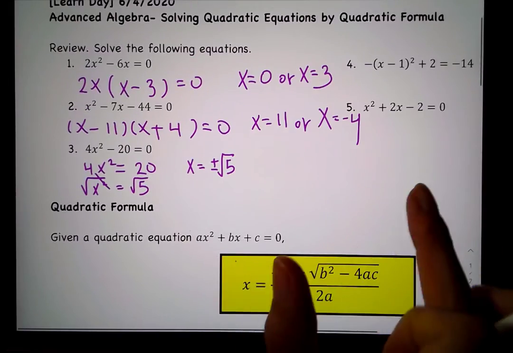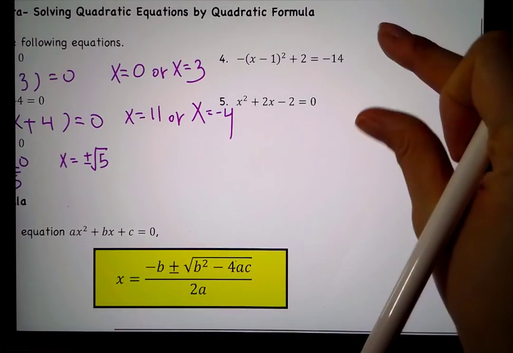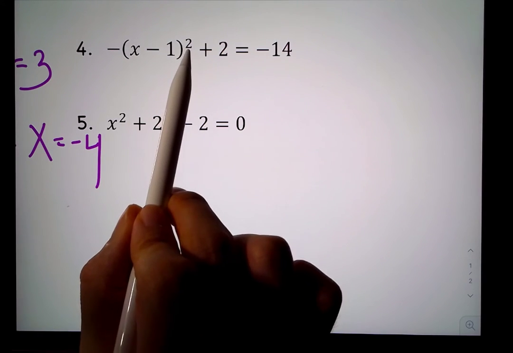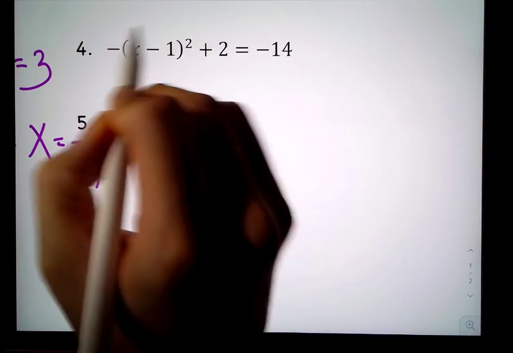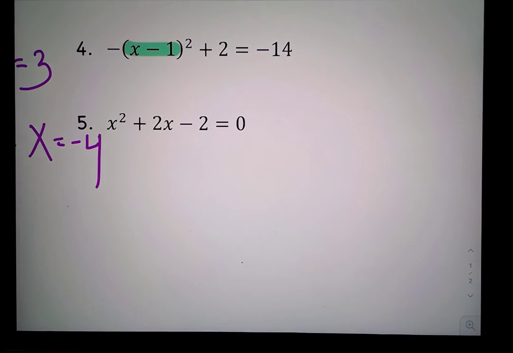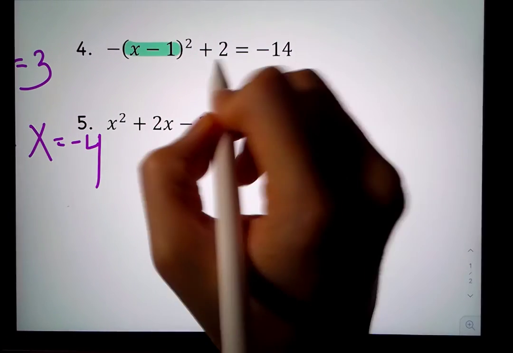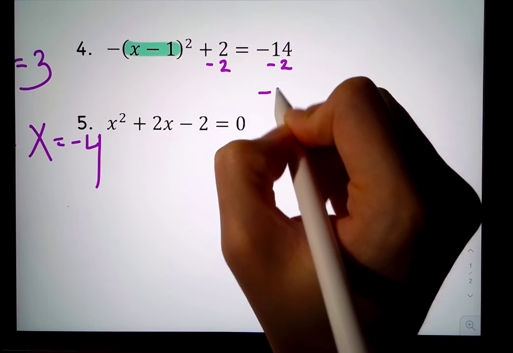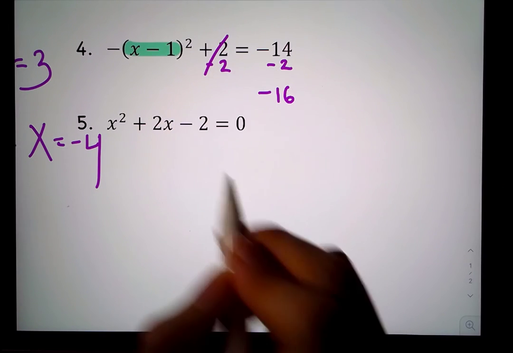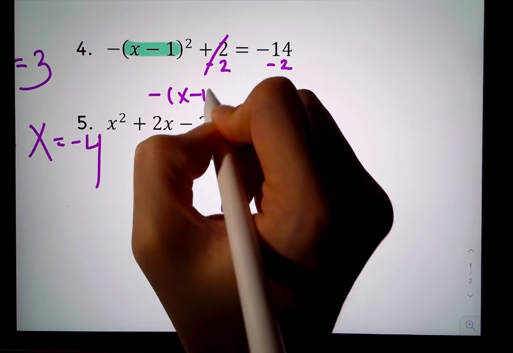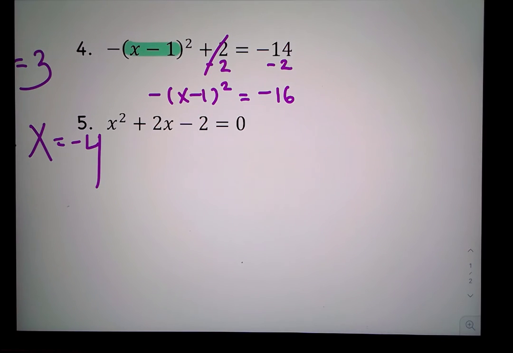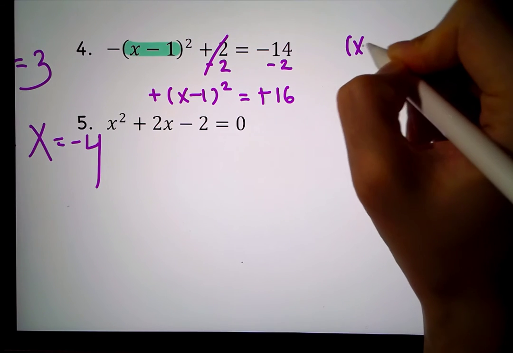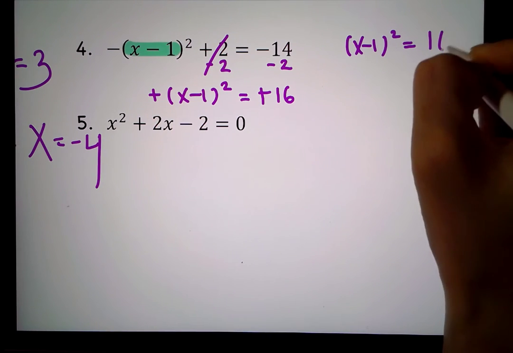And what about number 4? When you look at number 4, it's the same thing. You have a perfect square here, right? So I'm going to isolate that one and take the square root. So I will do minus 2 on each side. Then you get negative 16 here. Negative (x minus 1) squared. So I got this, and let's get rid of that negative sign. Then you get (x minus 1) squared equals 16.